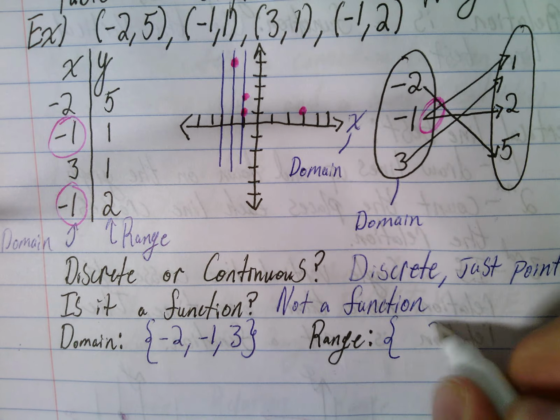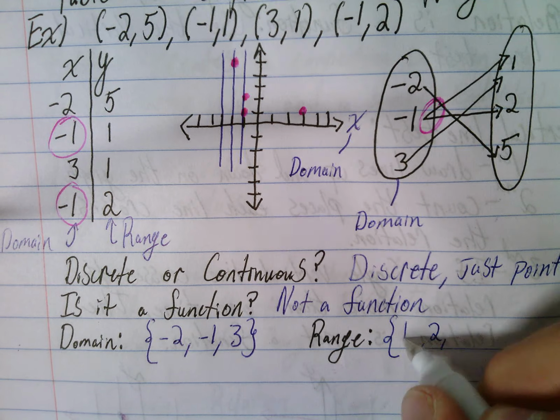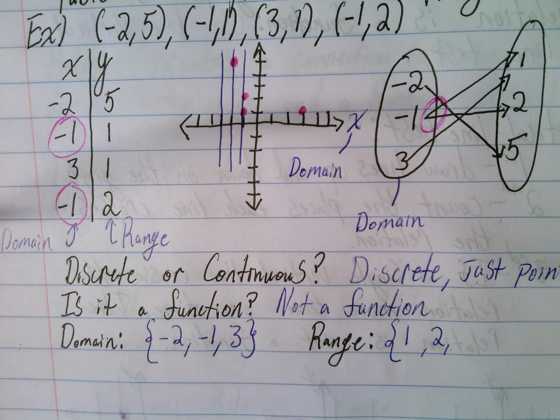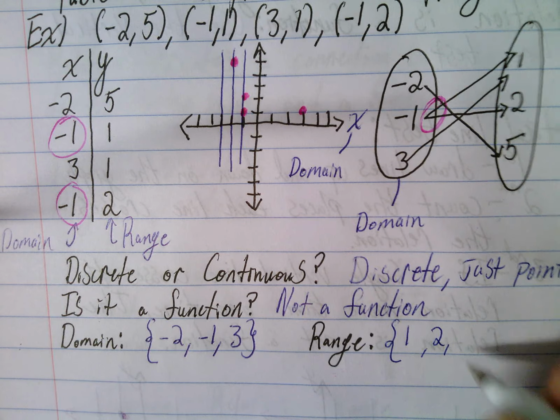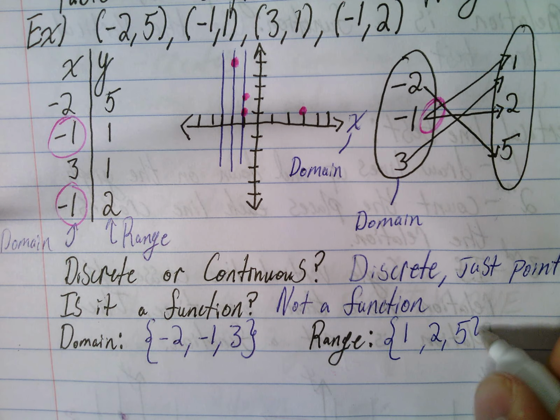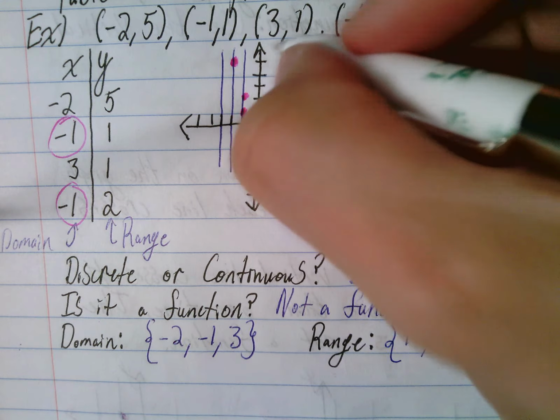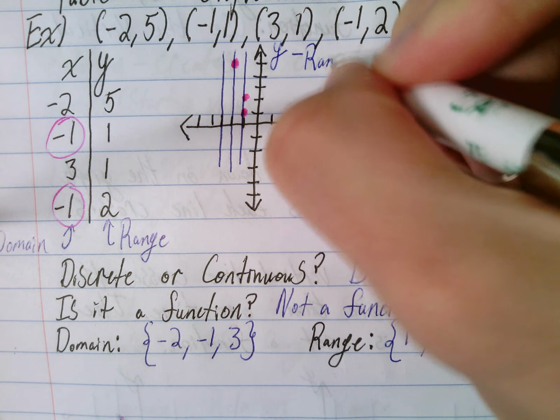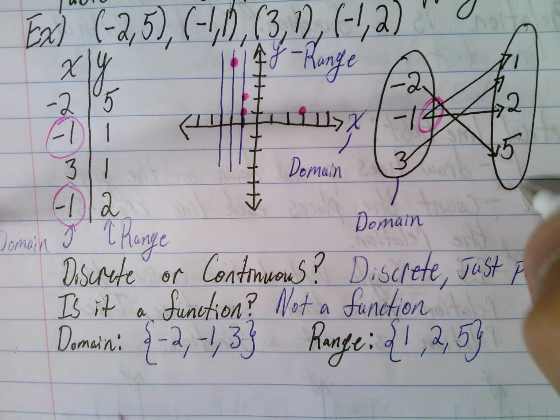2, 2 is there. 1, 1 is there. 1, I've already got. There's 2 ones. Yep, I only need to record it once. 5. And 5. My range is my y values. Here's here and here.